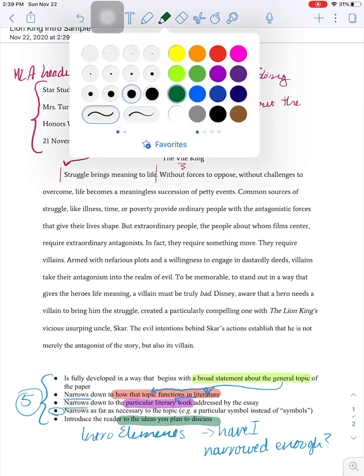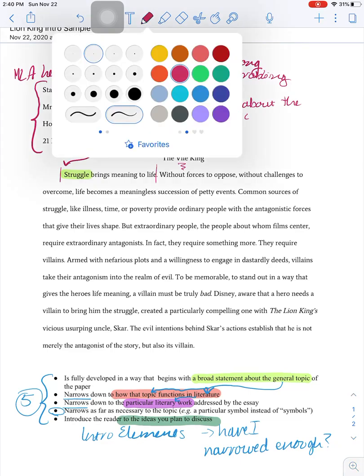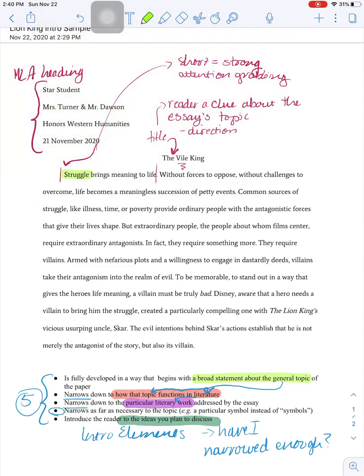So just like we had our light green highlighting down below, we're going to put that up here. And so we were looking for the broad statement about the general topic. So struggle is pretty broad. And in this sentence, what I want you to notice is that in the word life, we have not qualified whose life. We have not yet qualified if we're writing about literature or reality. This sentence is so broad. Struggle brings meaning to life.